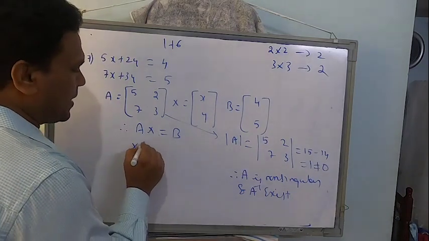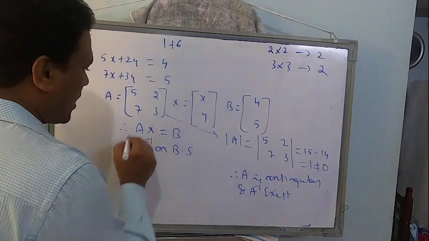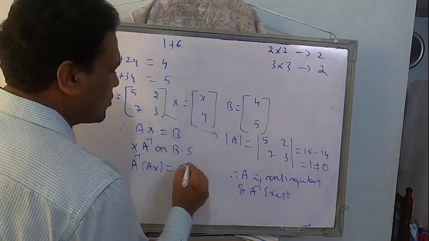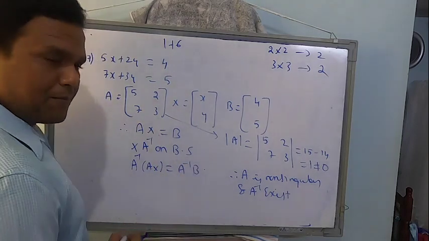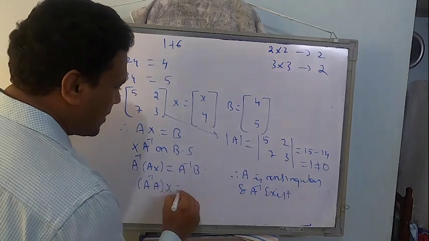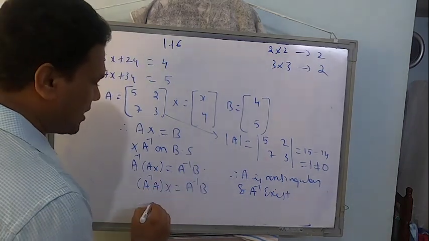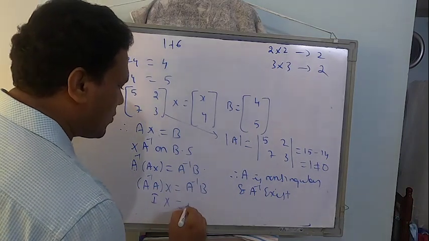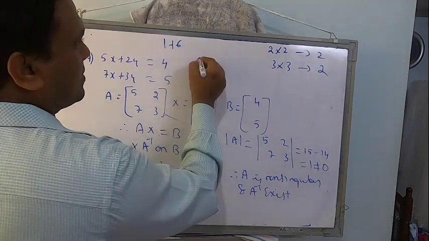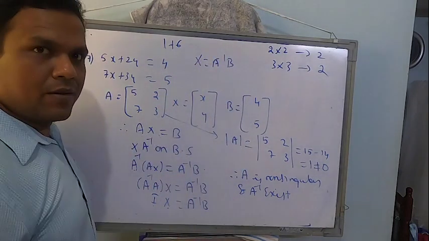So multiply A inverse on both sides. What happens to the left hand side? A inverse multiplied by Ax is equal to A inverse multiplied by B. Change the association here: A inverse into A, multiplied by x, is equal to A inverse multiplied by B. A inverse multiplied by A will be I, equal to A inverse multiplied by B. I multiplied by x will be x, equal to A inverse into B.